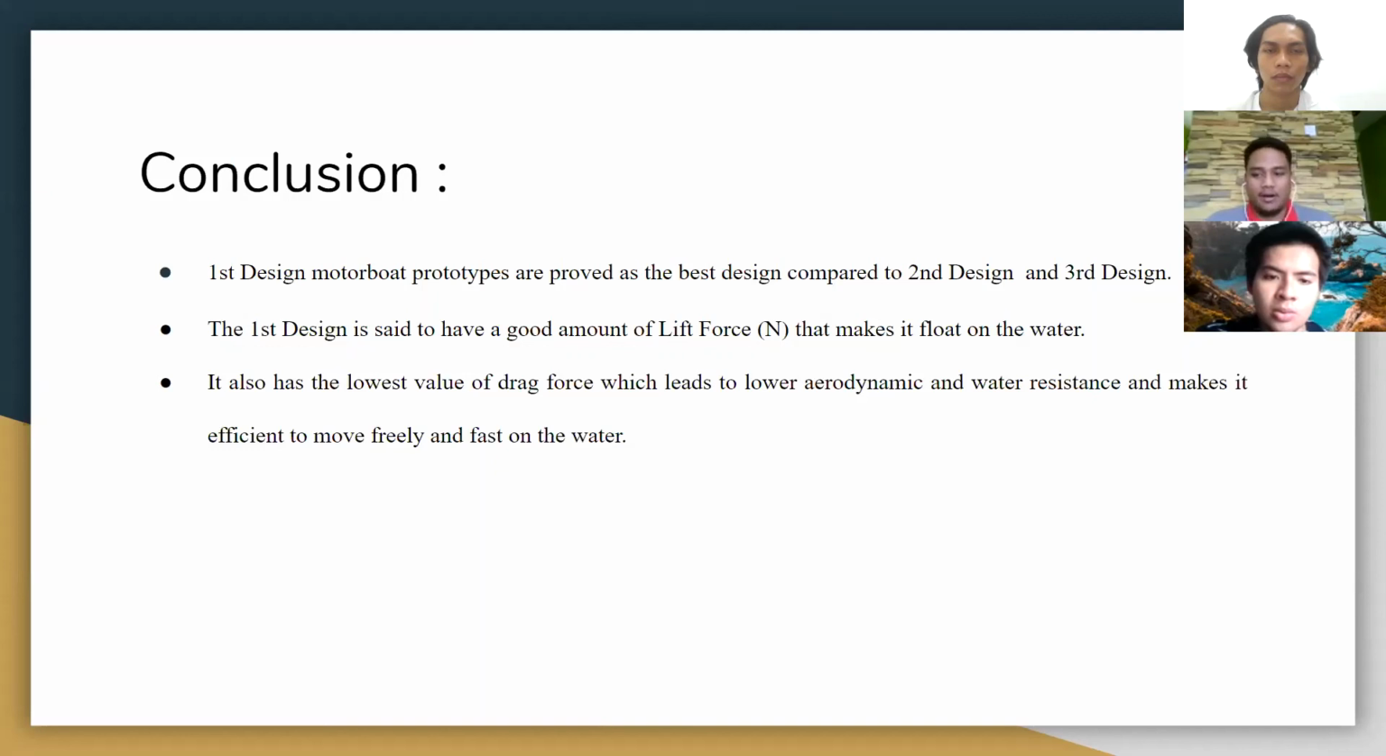I think all the boats have a lift force that makes them float, but the first design is special because it has the lowest value of drag force, which leads to lower aerodynamic and water resistance when it accelerates forward. It makes the movement efficiently free and fast on the water, better than the second and third designs. So that's all from us.